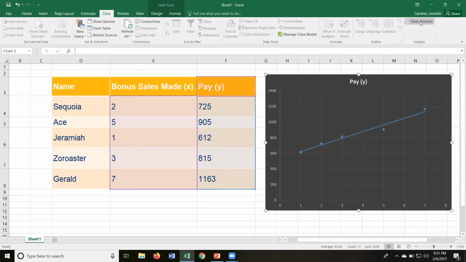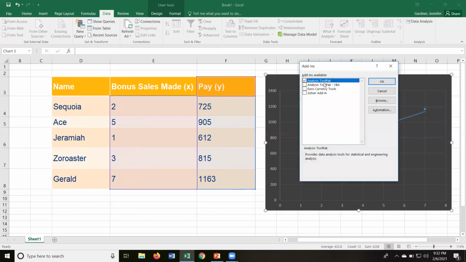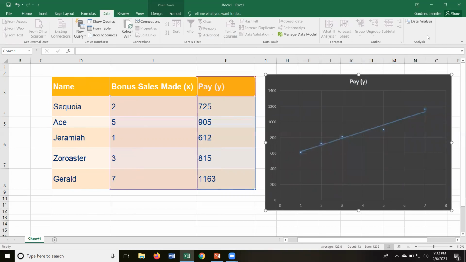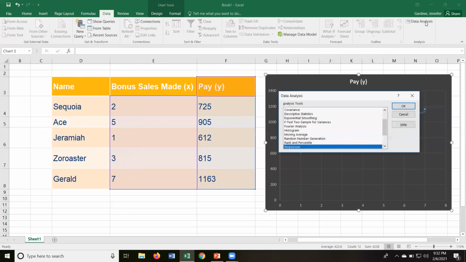And if you don't have data analysis, go ahead and look up how to do that and get it because it's free. You can just search add-ins and you would be able to add in the Data Analysis ToolPak, which is the first one. So if I go to data analysis, I'm going to go down to regression. There are other things I can do on here, but I want to talk about the regression equation. So I'm going to go to regression.